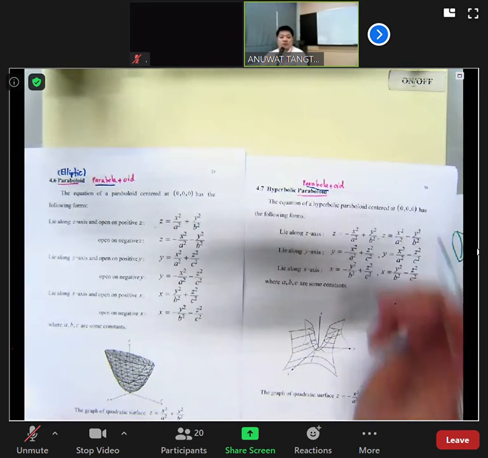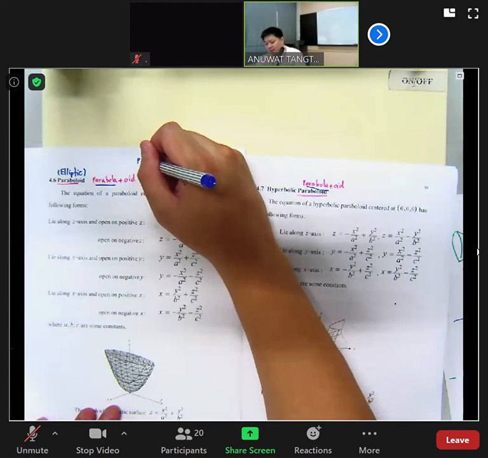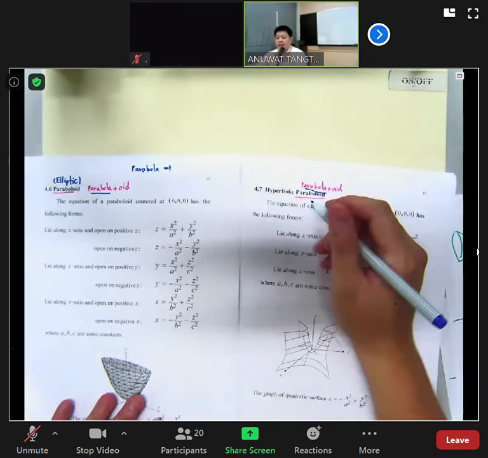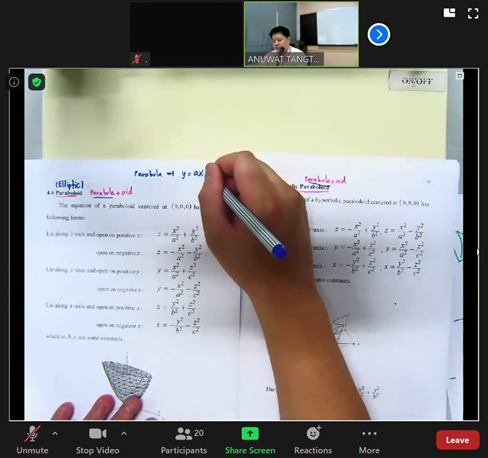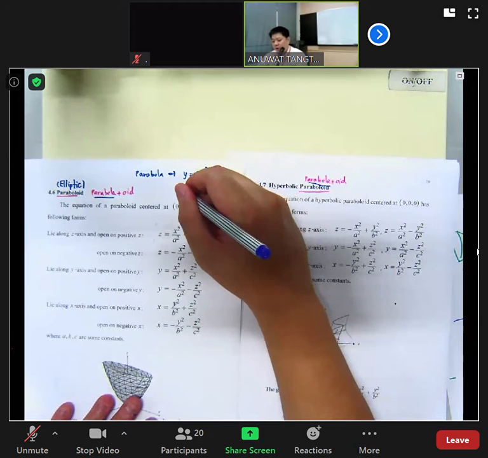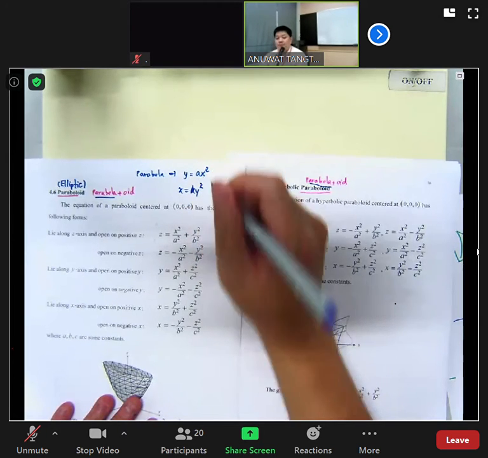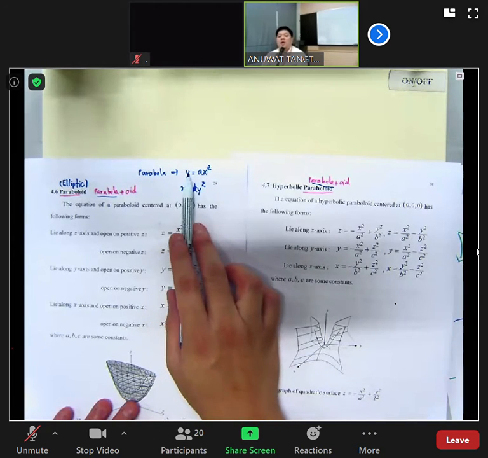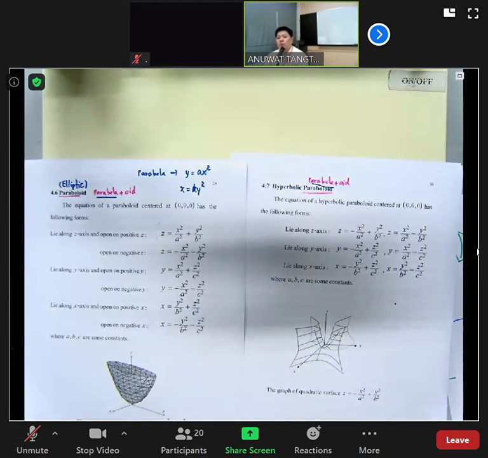So that means the trace of this surface should contain the parabola. And you all may remember that the parabola equation usually would be in the form of y equal to ax squared or x equal to ky squared, for example. The equation of the parabola usually contains one variable with exponent 1 and another variable with exponent 2.